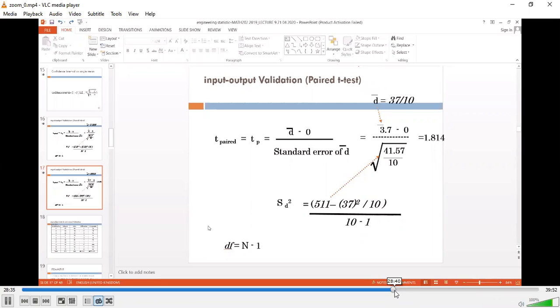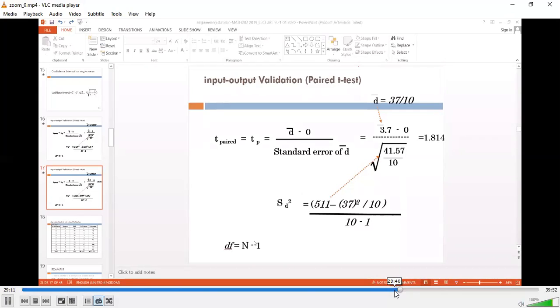Yeah, so like I was saying, the final step, after you've calculated your T value, which is 1.81, is to just find a critical value. And once again, your critical value will be given as T alpha, and then N minus 1 degrees of freedom.